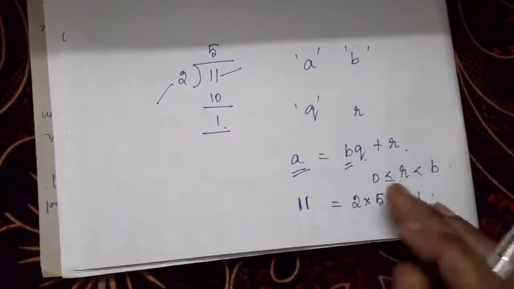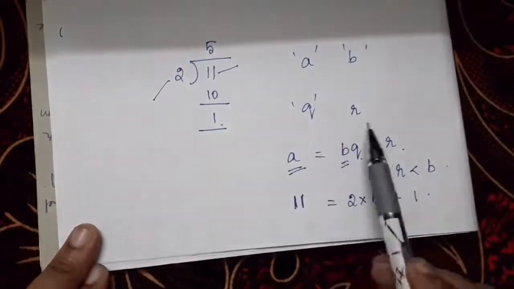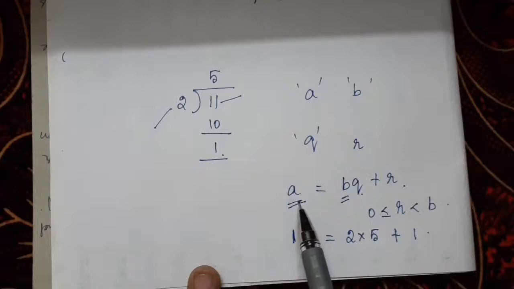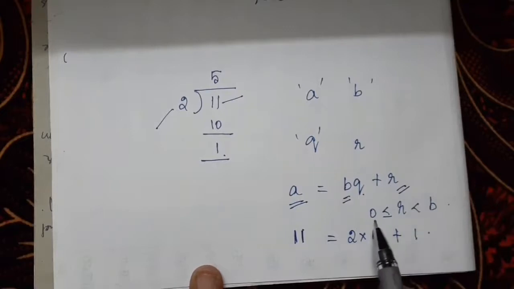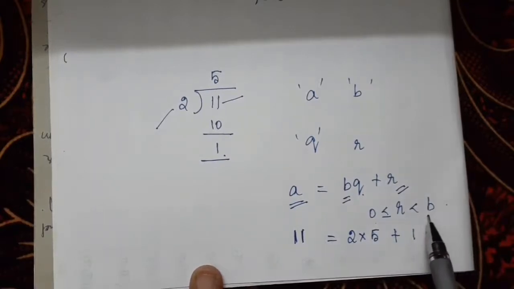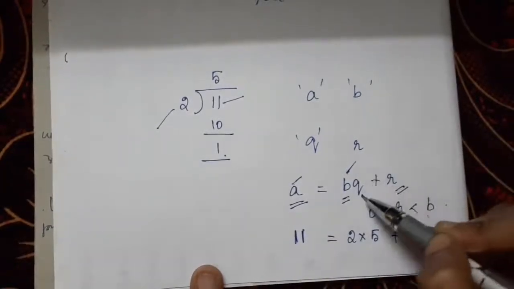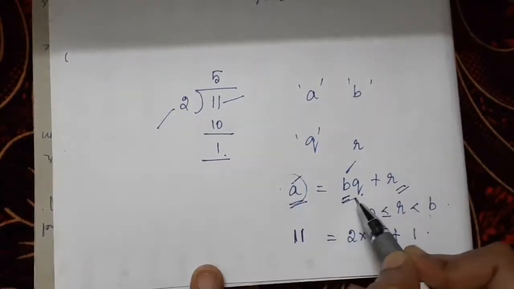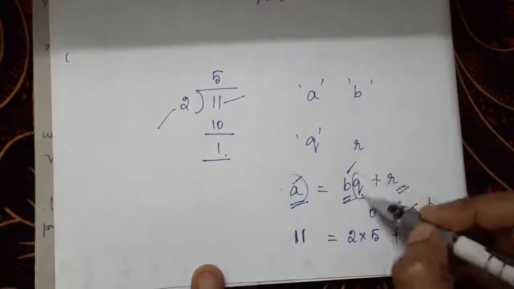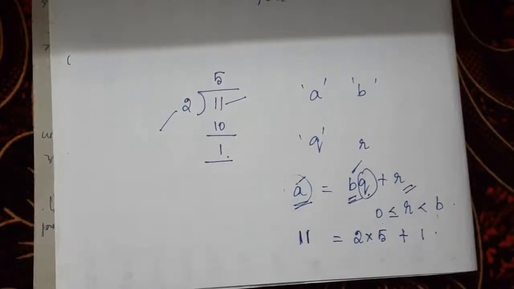For any given two positive integers a and b, there exist two unique integers q and r such that a equal to bq plus r. This r will always be greater than or equal to 0 and less than b. So a is the dividend, b is the divisor, q is the quotient and r is the remainder. If you divide a by b, you will be getting q as the quotient and r as the remainder. So this is the statement of Euclid's division algorithm.